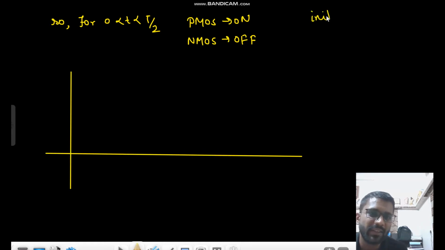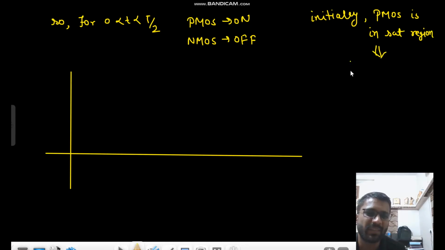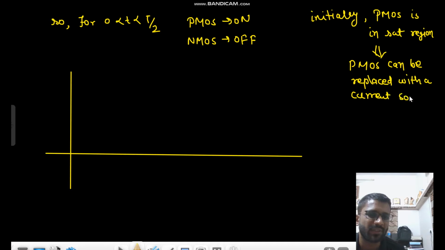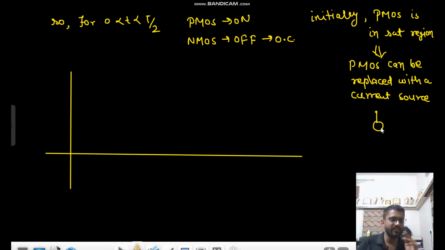now what we can write is that initially PMOS is in the saturation region. So PMOS can be replaced with a current source, and NMOS will be open circuited. Whenever a MOSFET is on and in the saturation region, it will be replaced with a current source. And whenever it is in the linear region, it will be replaced with the R on resistance, right?